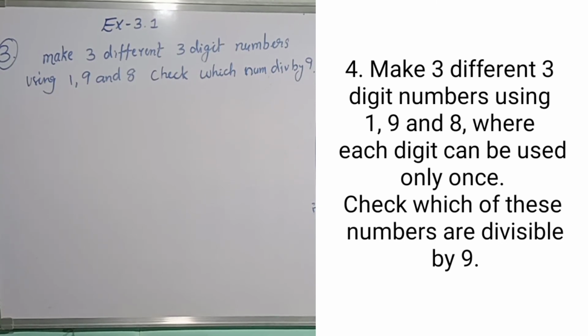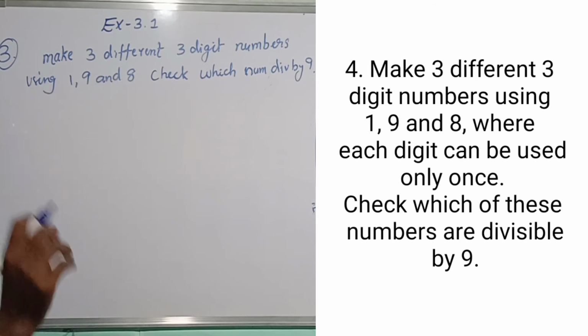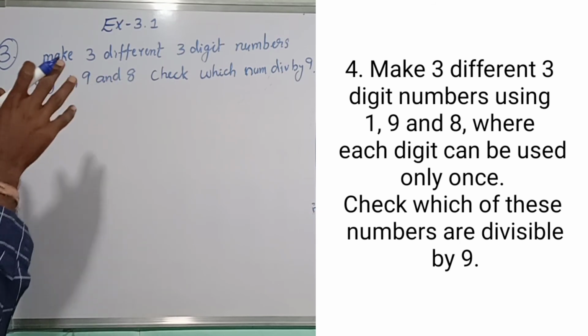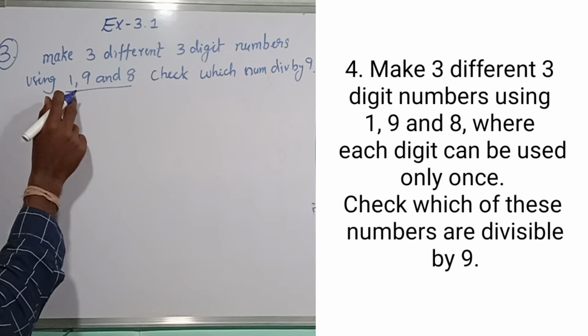See the next question, exercise 3.1, fourth question. Make three different 3-digit numbers using 1, 9 and 8, where each digit can be used only once. Check which of these numbers are divisible by 9. So we have to make three 3-digit numbers using 1, 9 and 8, and check which numbers are divisible by 9.